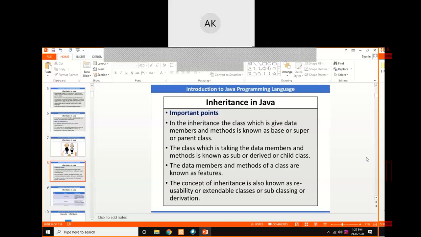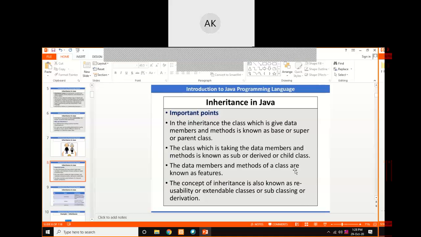Then there are a few important points which we have to remember whenever we are talking about inheritance in Java. Again, as I said, whenever we are talking about inheritance, we are going to revolve around two things: the base class or the super class or the parent class, and the second thing is the child class or the subclass, or you can say the derived class, right? So in inheritance, the class which gives the data members and the methods is known as the base or the super or the parent class. The class which takes the data members and the methods, that is the class which is derived from the parent class, is called the sub, derived or child class, right?